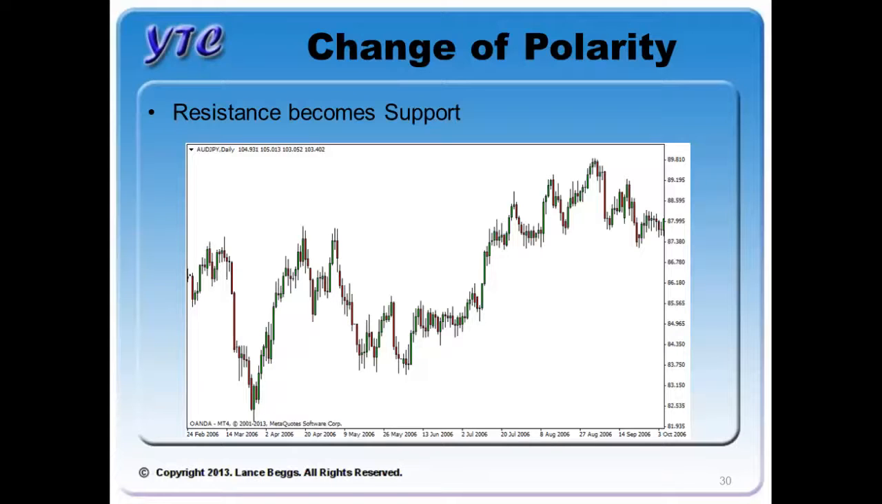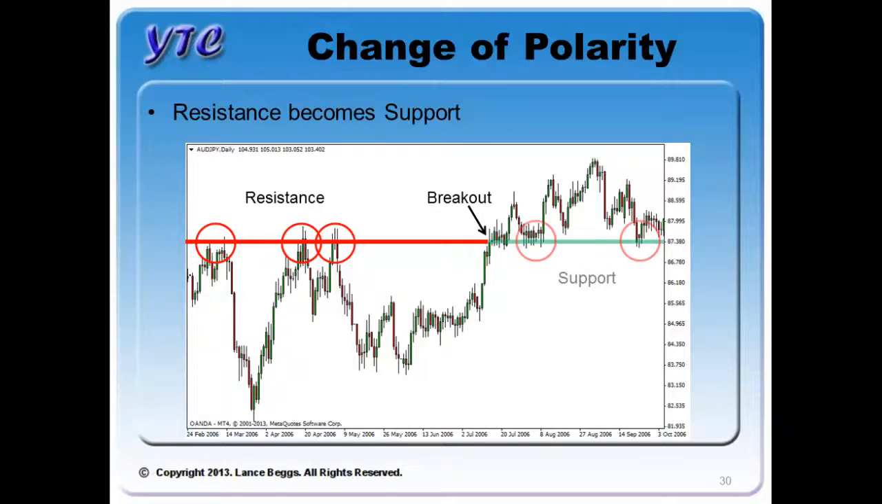And here we have an Aussie dollar, Japanese yen daily candlestick chart. The left-hand side of the chart shows resistance at approximately 86.40 before price breaks out above the resistance level at this point here. Note the price acceptance as the breakout holds above the prior resistance level for the next half dozen or so candles. And then we get a change of polarity as the prior resistance level now becomes support. The prior ceiling now becomes the floor.